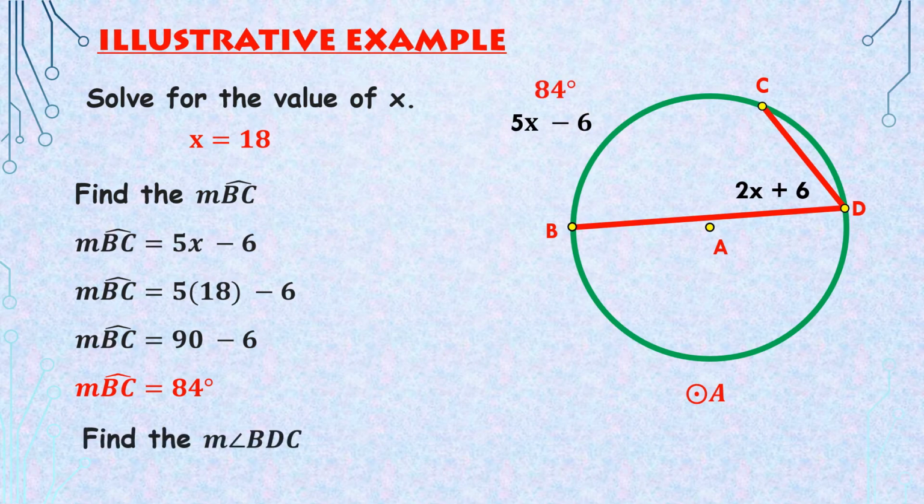So using that measure, we can also find the measure of angle BDC. Since angle BDC is an inscribed angle, and its intercepted arc is arc BC, which is 84 degrees, getting the half of 84 will give you the measure of angle BDC. So measure of angle BDC is equal to 42 degrees.